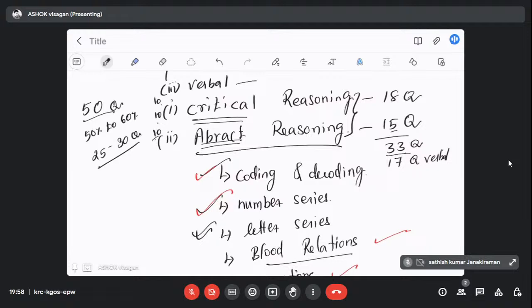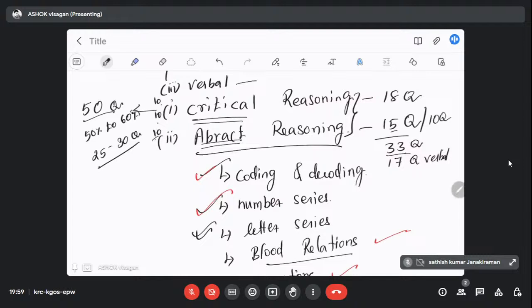In abstract reasoning, you have almost 15 questions. Out of 15 problems, try to solve 10 questions. I have personally seen previous year Accenture questions, but they do not contain any difficult questions. All those questions are very, very easy, and you can easily solve them. But the problem is people do not understand the critical reasoning part.